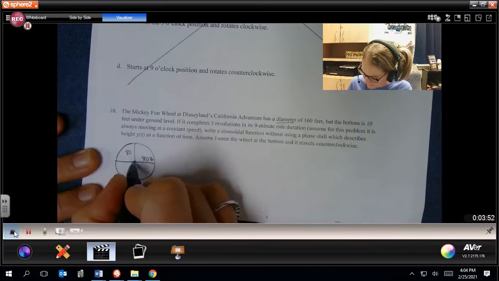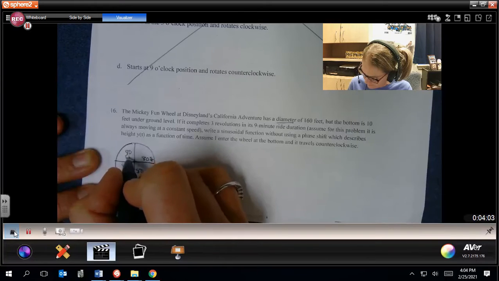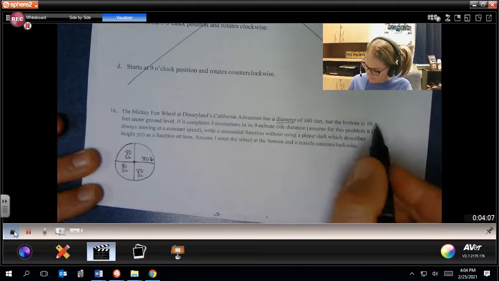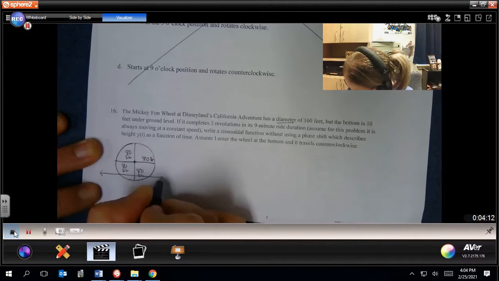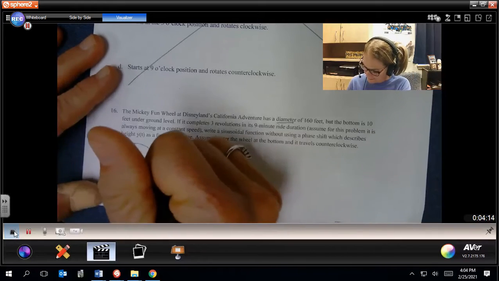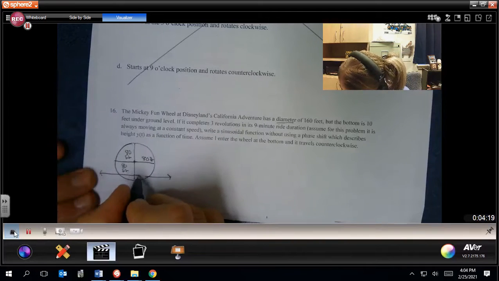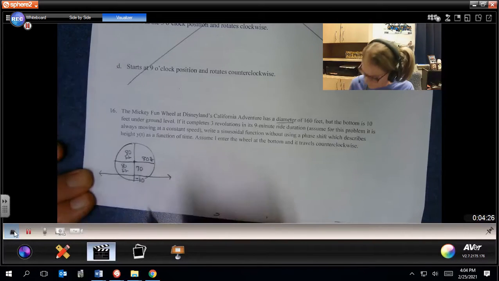Okay, those are all feet. All right, the bottom is 10 feet underground. Okay, that's a little different. So we're underground. Instead of this 80 here, I'm going to think of this as 70, and this is going to be -10, sort of treating this as the origin right here.